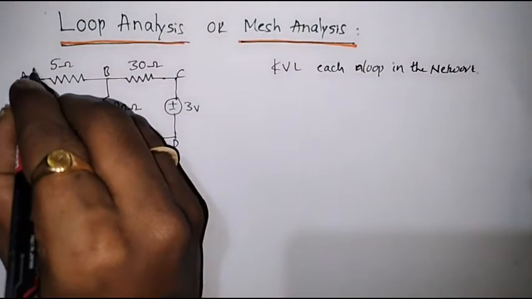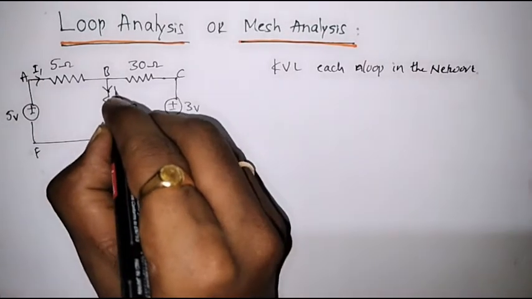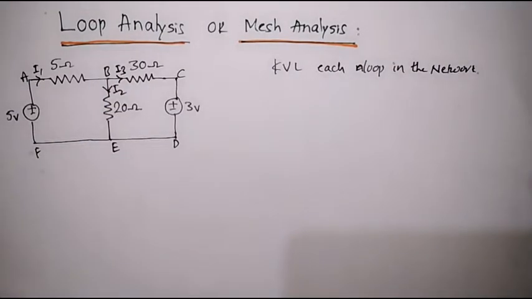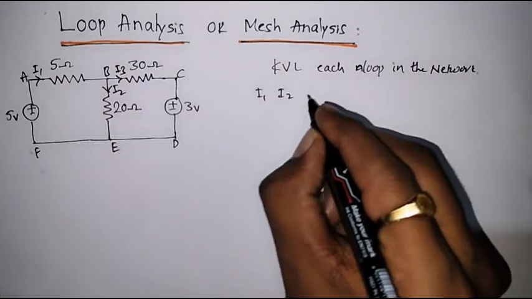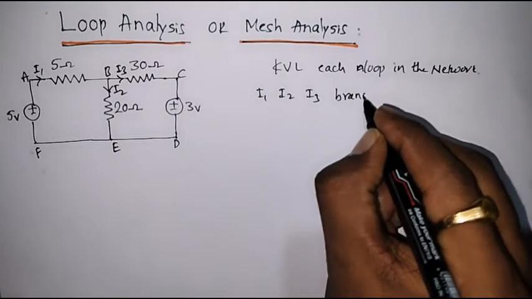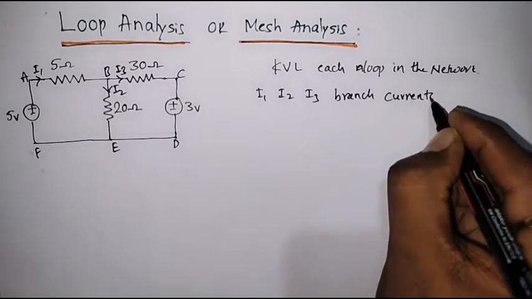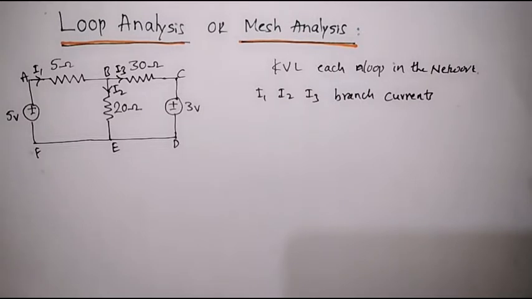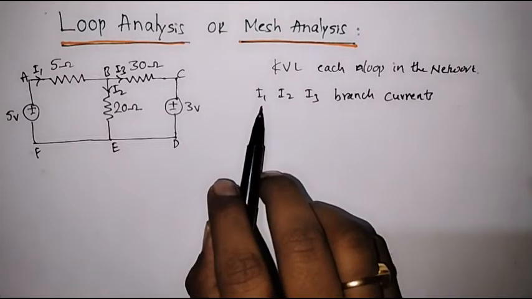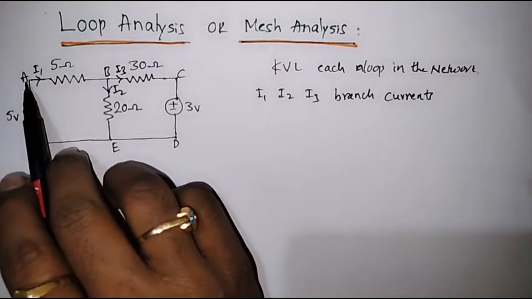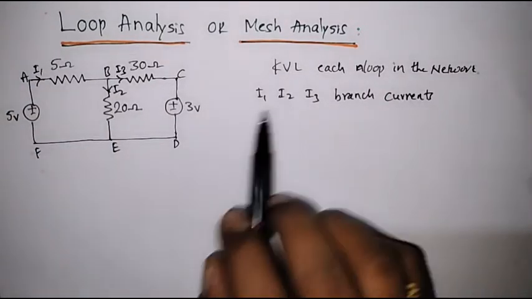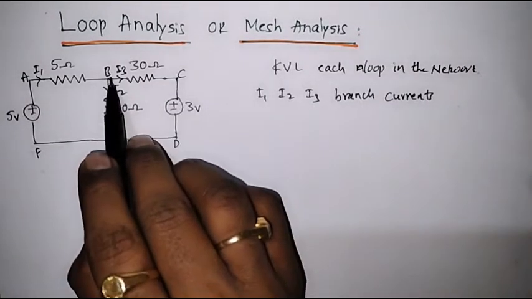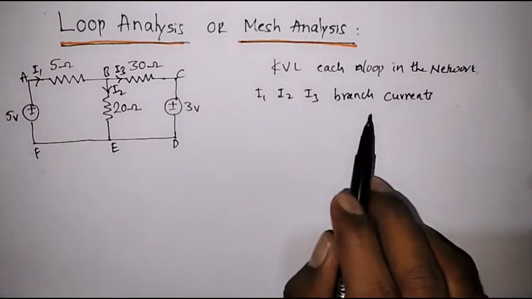Now let us say I1, I2 and I3 are the branch currents. Branch currents are the ones which flow through a particular branch. For example, here current I1 flows in branch AB. Similarly, I2 flows in branch BE. I3 is the current which flows through branch BC. So these are called branch currents.